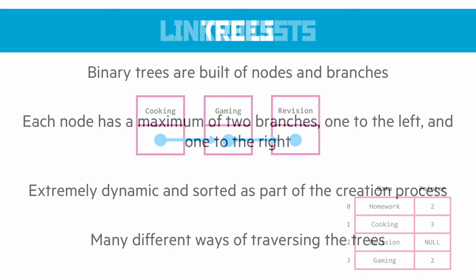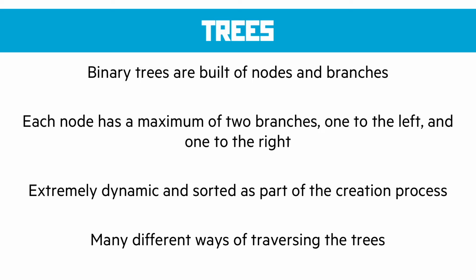Trees, or binary trees in particular, are one of the most beautiful of the data structures we've got. They're built of nodes and branches. Each node has a maximum of 2 branches, one to the left and one to the right, thus a binary tree, and it's extremely dynamic, and as part of the creation process you automatically sort it. Now the thing to remember about trees is there are many different ways of traversing or travelling across the tree, and we need to know at least 3 of them.